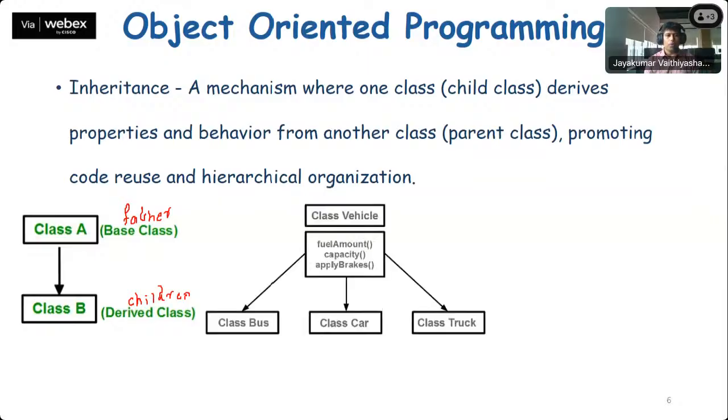So imagine a little more complicated example. Here the class is a vehicle. A vehicle has some properties. A vehicle is used for transportation. So what properties could a vehicle have? A vehicle could have fuel, capacity, and applying brakes. All these are functions.